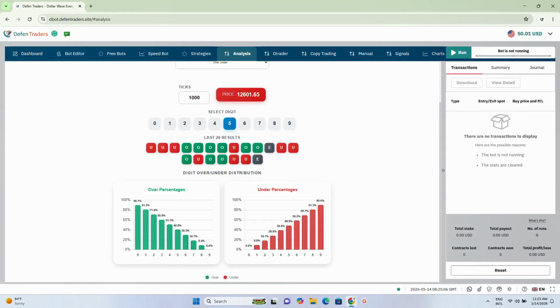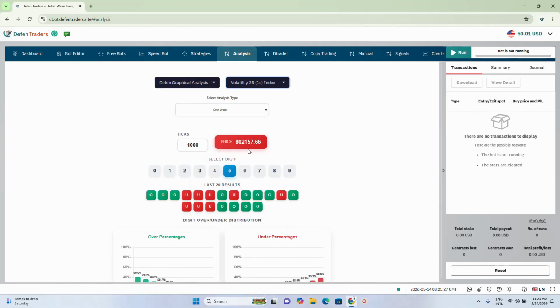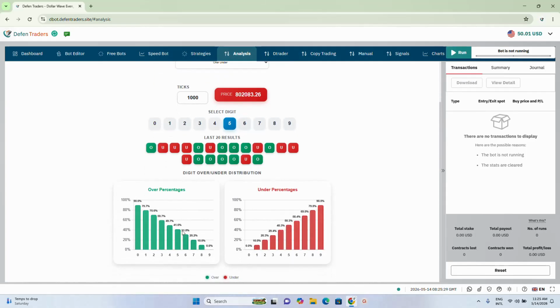Now, the trade to withdraw challenge, I have 50 USD. I want to trade over 5 using the graphical analysis method. Just make sure that digit 5 is above 41%. Evo 2, just make sure that digit 5 is above 41%. So just change the volatilities, tuone kama tutapata digit 5 ikikuwa above 41%.